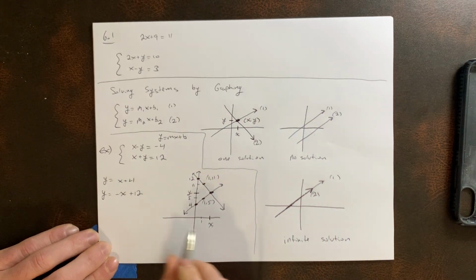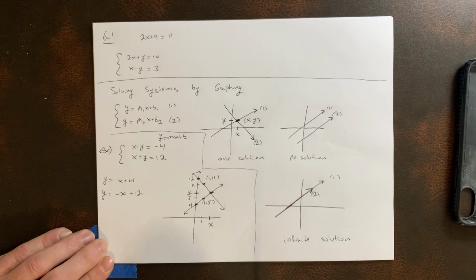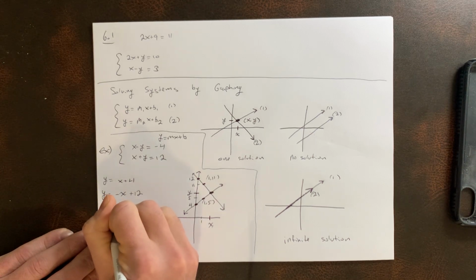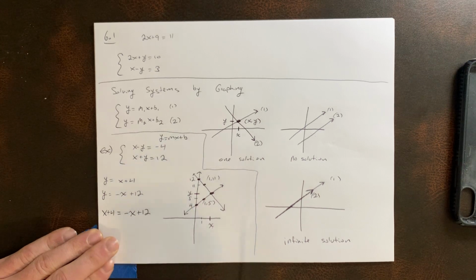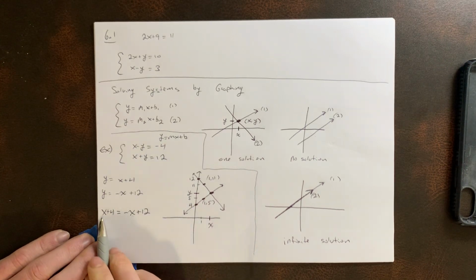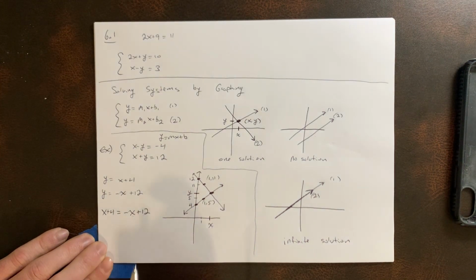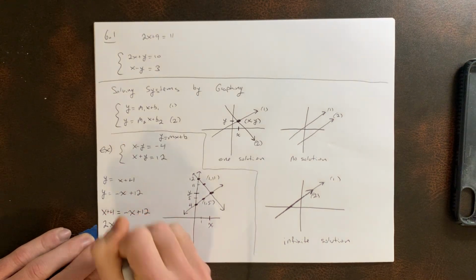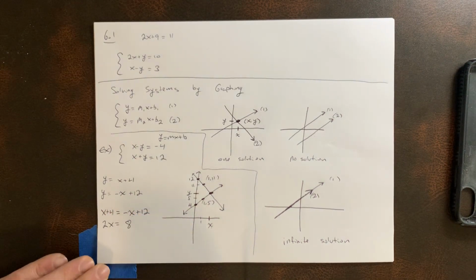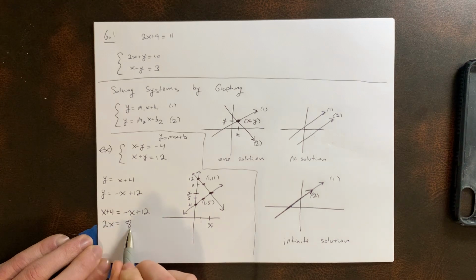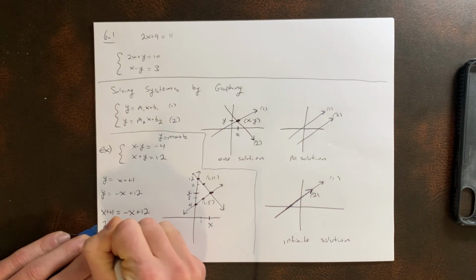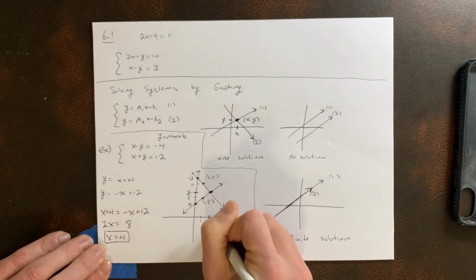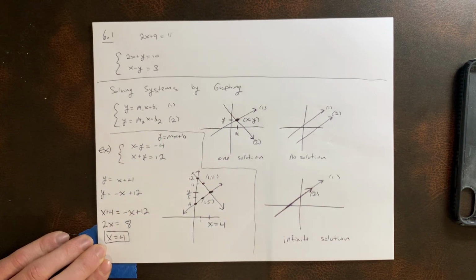So to first find the x, we're just going to set these two equations equal to each other. So we'll have x plus 4 equals minus x plus 12. And if we add this x to the left and subtract this 4 to the right, we're going to get 2x is equal to 8. And if we just divide by 2, we get x is equal to 4. So this x value right here is equal to 4.